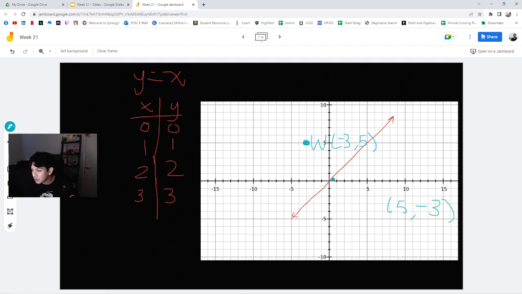And where is 5, negative 3 located? If we go to 5 and we go down negative 3, 1, 2, 3, it's going to be right over here. And we're going to call this W prime. And let's check out this line.